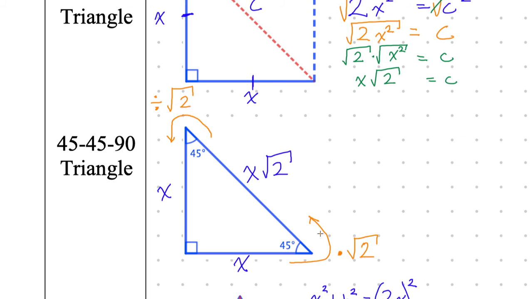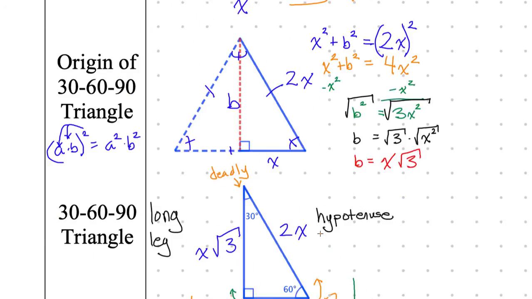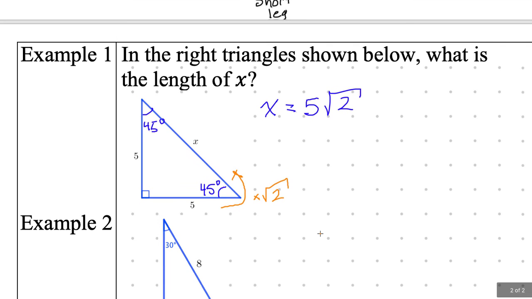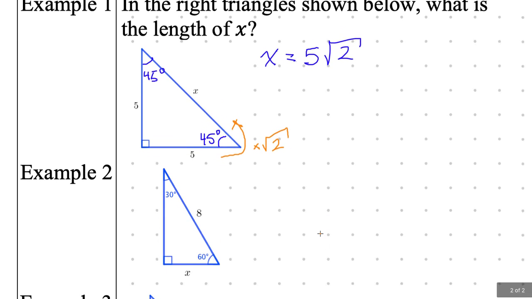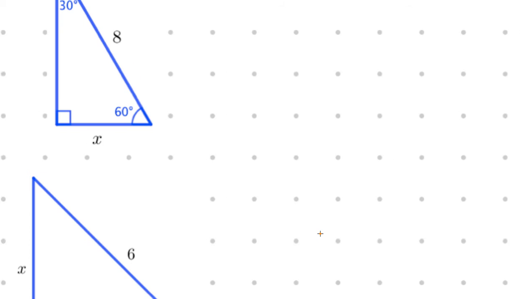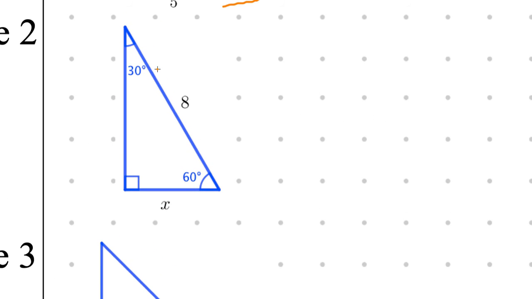All right, let's try another one. So that's the shortcut way? This is to do it? This is, well, yes, all of the special right triangles are shortcuts. Let's try another one. A 30, 60, 90 triangle. I have an 8, and I need to find x.